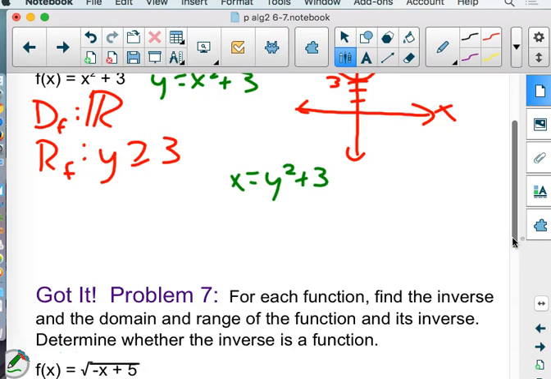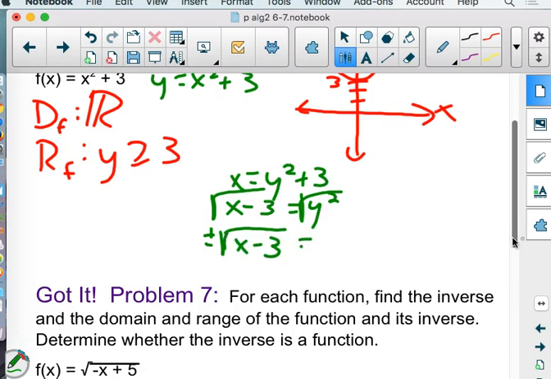Subtract 3. Lee says subtract 3. Is he right? Yep. Okay, subtract 3. Square root. Oh, we have a problem. When you physically write that down, what do you have to do? Plus or minus. We're going to have 2 outputs on this bugger.